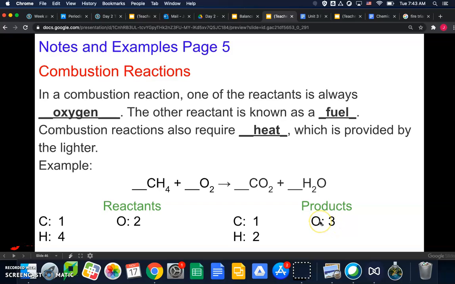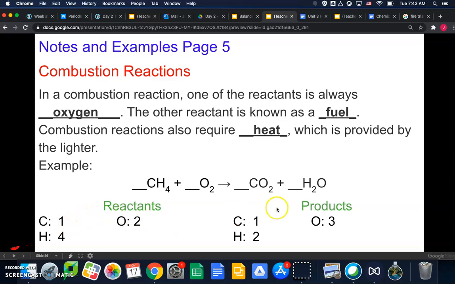Now, this one's not going to be too difficult to balance. Some of these combustion reactions are a real pain to balance. I'm just going to warn you. These are, I think, the toughest ones to balance in general. So just be wary of that.